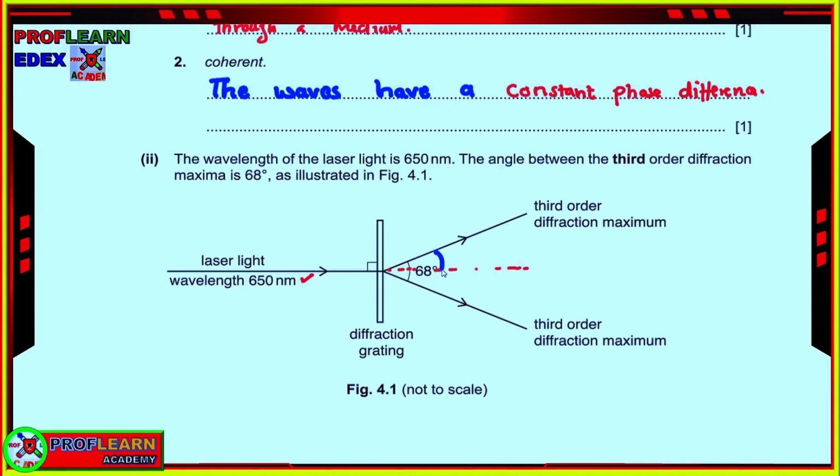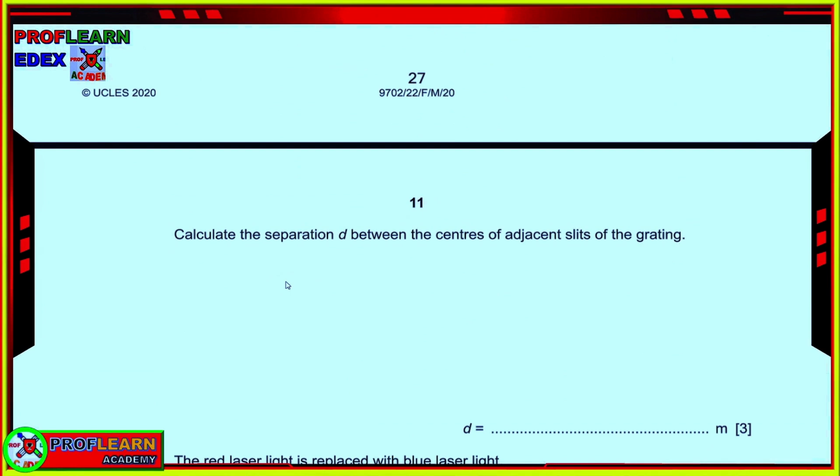So we are going to say half of 68 is 34, and this part is also 34. Then since this is the third order, n is going to be 3, and we are given the wavelength. Then to calculate the separation distance, we're going to use this formula, Bragg's equation. And remember, Bragg's equation was first derived by W.L. Bragg, who was a British physicist, and he won a Nobel Prize in 1915 together with his father.